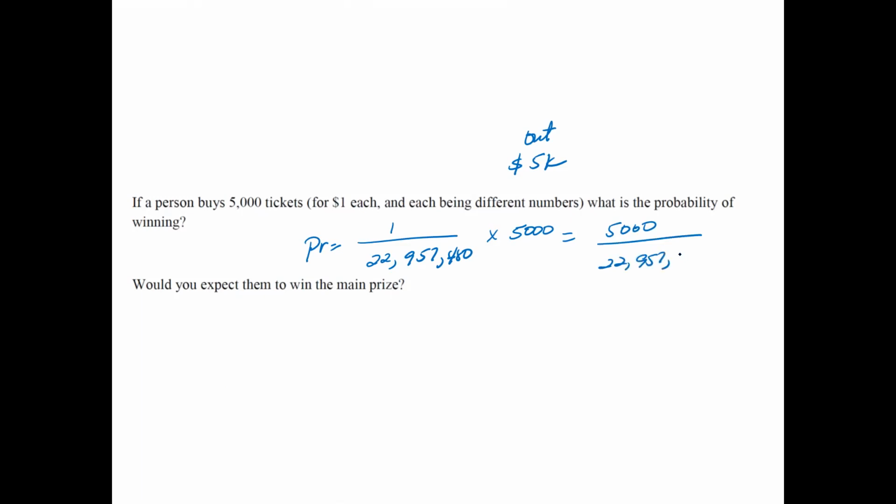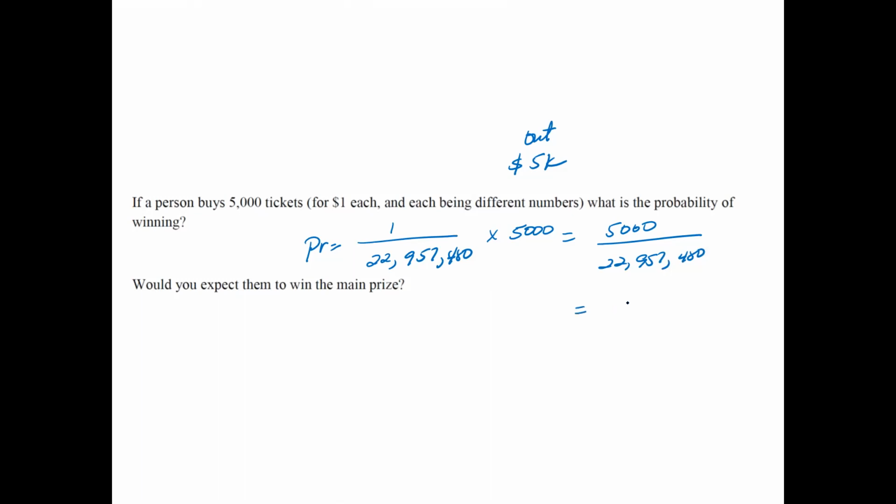Well, this is a continuation from the last question. So your probability of winning is 1 out of 22,957,480. You're going to multiply that by 5,000 tickets. So your chances of winning with 5,000 tickets, and you're also out $5,000, is 5,000 over 22,957,480. So then if I divide that, what is the probability?